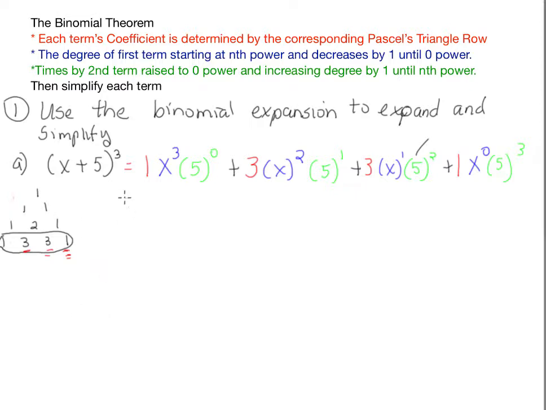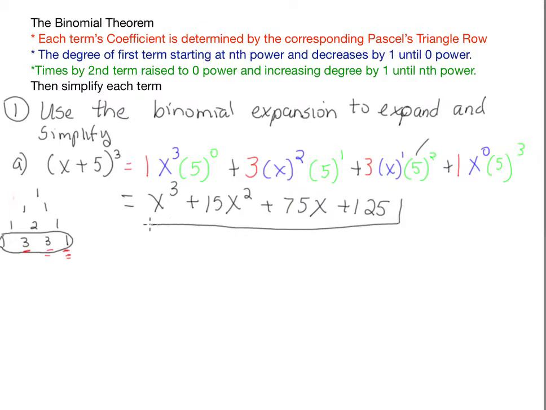Now, all that's left to do is simplify. 5 to the 0 power is 1, so we times all that together and it ends up with x cubed. And then we have 5 times 3 times x squared, which is just 15x squared. Plus 5 squared is 25, and 25 times 3 is 75 times x, so that would be 75x. Remember, x to the 0 is just 1, so all we have here is 5 cubed, which is 125 times 1. So our final answer you will see in the box.